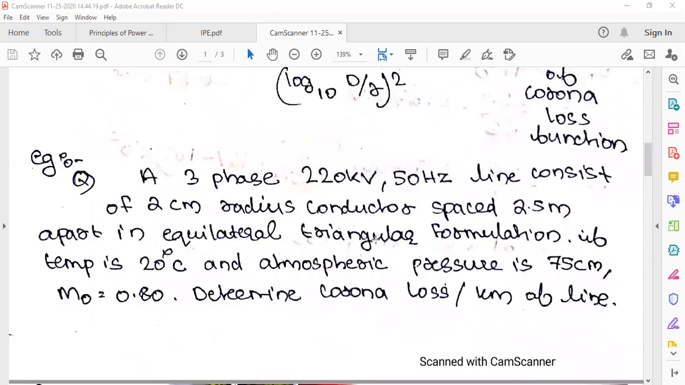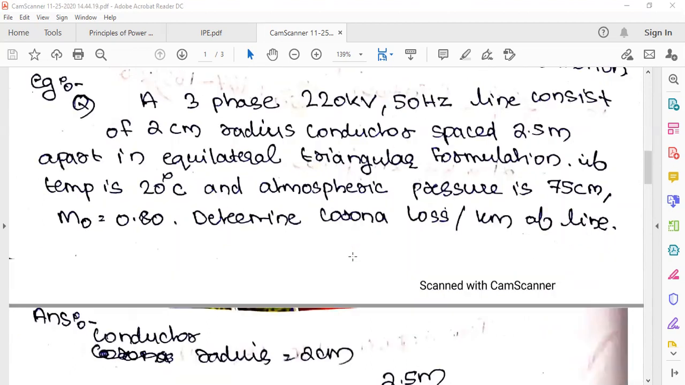We have a three-phase 220 kilovolt 50 hertz line consisting of 2 centimeter radius conductors, spaced 2.5 meter apart in equilateral triangular formation. The temperature is 20 degrees Celsius and atmospheric pressure is 75 centimeter, and M naught is the irregularity factor, depending upon the type of the surface. Determine the corona loss per kilometer of line.